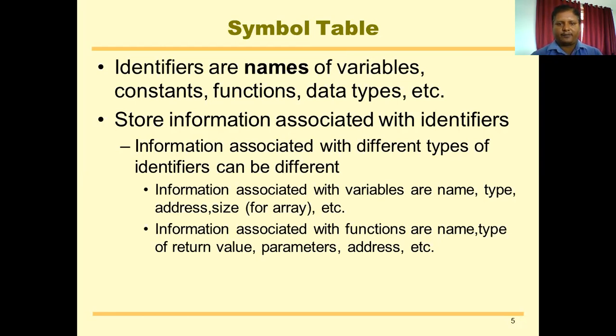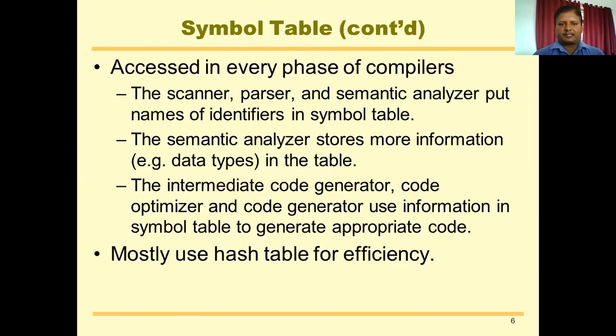The symbol table contains the variables used in the particular program and the functions utilized in the program, along with their associated attributes. The symbol table is accessed by every phase of the compiler: scanner, parser, semantic analysis, intermediate code generation, code optimization, and code generation. The first set of analysis phases store their information in the symbol table.